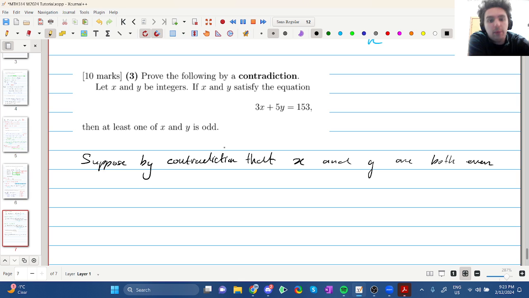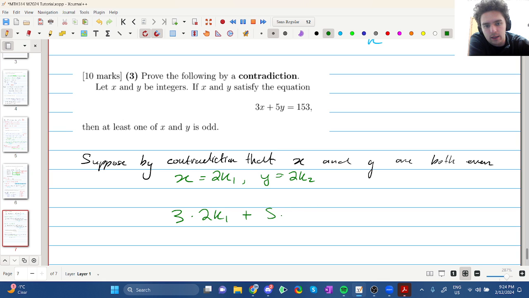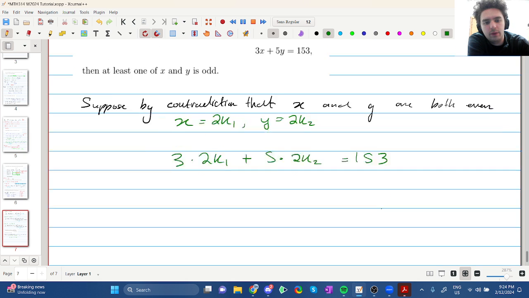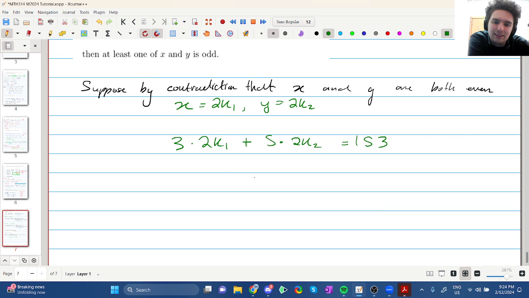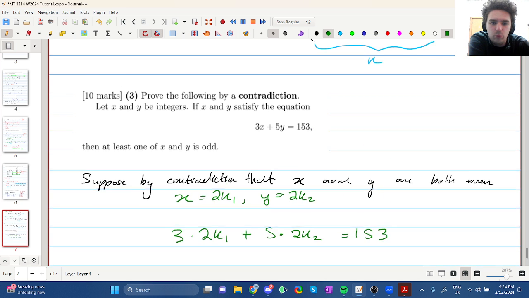So suppose by contradiction that x and y are both even. If they're both even, then we try to sub it in. Let x equal 2k1, y equal 2k2. So that means 3 times 2k1 plus 5 times 2k2 equals 153. Okay, so what's the contradiction here?